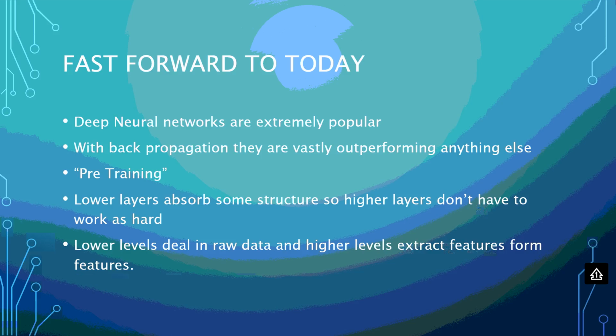So let's fast forward to today, where deep neural networks are extremely popular. With backpropagation, they're vastly outperforming anything else, and the key here is pre-training. Basically, the lower layers absorb the structure from higher layers, so they don't have to do as much work, and the lower levels deal in raw data, and the higher levels extract features from features.